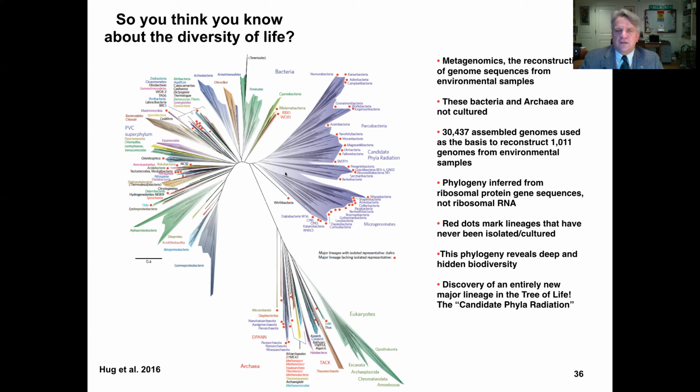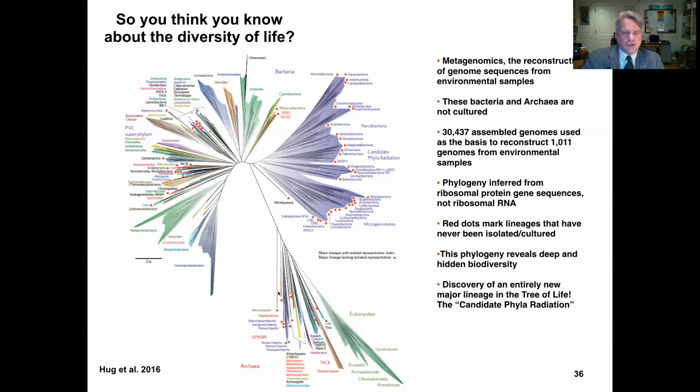Now, in this study, they assembled about 30,000 genomes. And they were able to reconstruct 1,000 genomes from the environmental samples. And the phylogeny that they inferred is not from the genomic sequences. It's inferred from the ribosomal protein gene sequences, not ribosomal RNA, which is often used to infer phylogenies among these major groups in the tree of life. And the red dots basically mark lineages that have never been isolated or cultured.